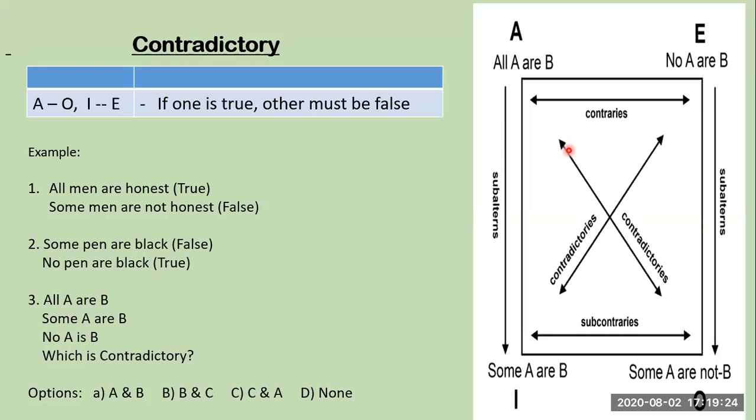All poets are philosophers, some poets are philosophers, very good. Any doubt from anybody here? Please confirm me. It's very important for the exam. Contradictory, just one statement is opposite to another is called contradictory.